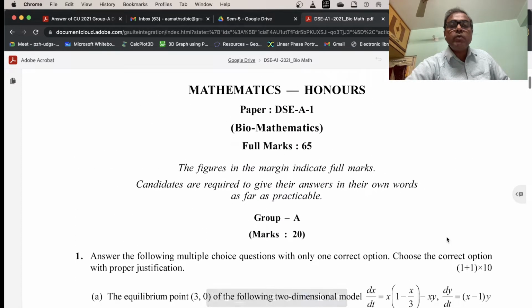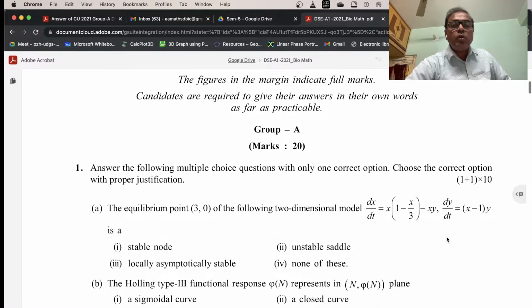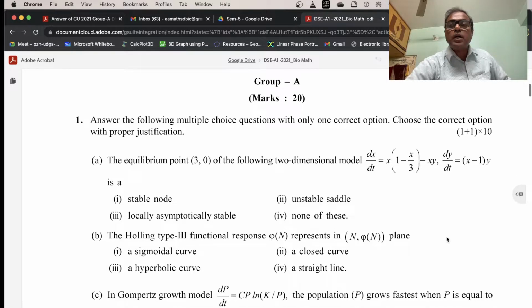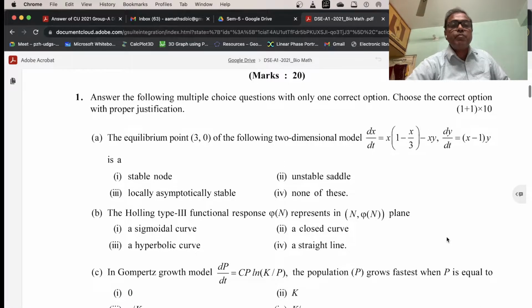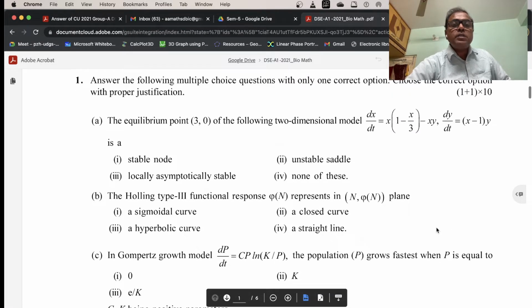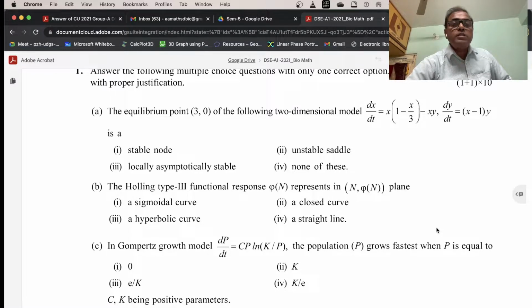2021 DSE-A1 paper Group A. Answer the following multiple choice question with only one correct option. Choose the correct option with proper justification. First question: the equilibrium point (3, 0) of the following two-dimensional model dx/dt = x(1 - x/3) - xy, dy/dt = (x - y)y is: stable node, unstable node, locally asymptotically stable, none of these.